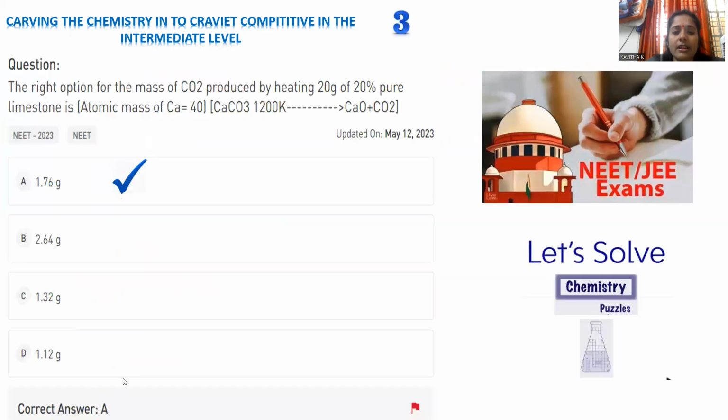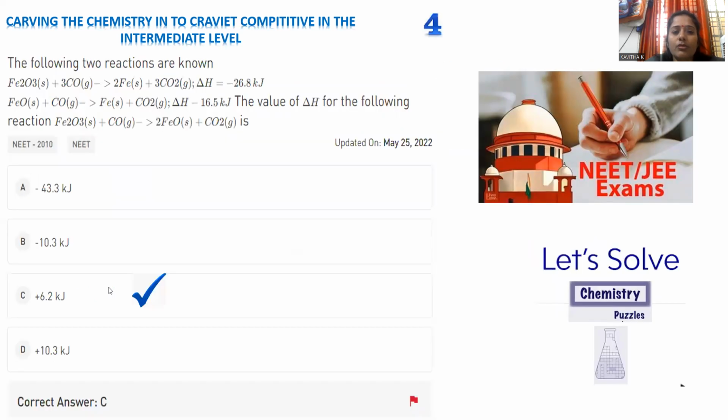This is the way we can answer. For question number 3, option A will be the correct answer. Let's move on to question number 4.